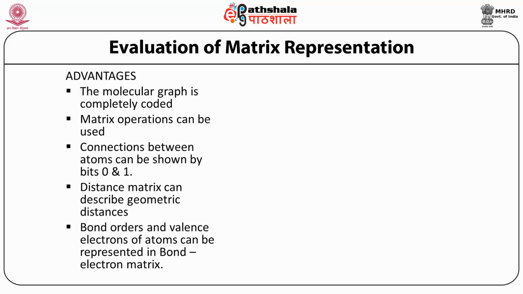As well, the distance matrix can describe the geometric distance between two atoms, whereas bond orders and valence electrons are kept, so chemistry can also be disseminated from the matrices.